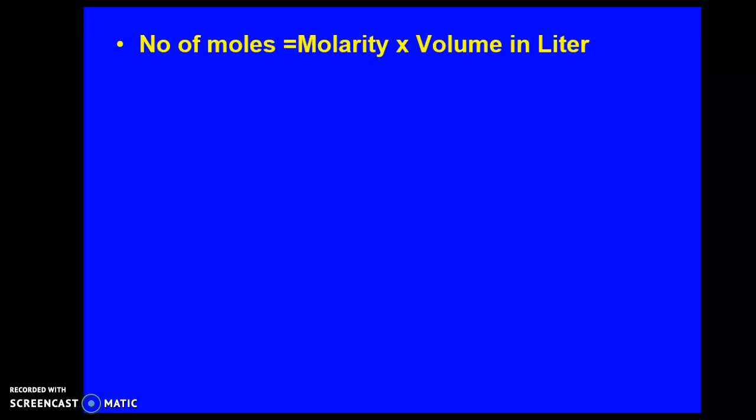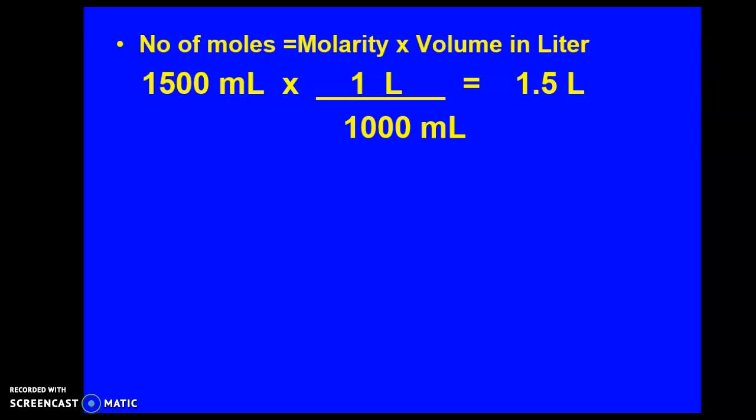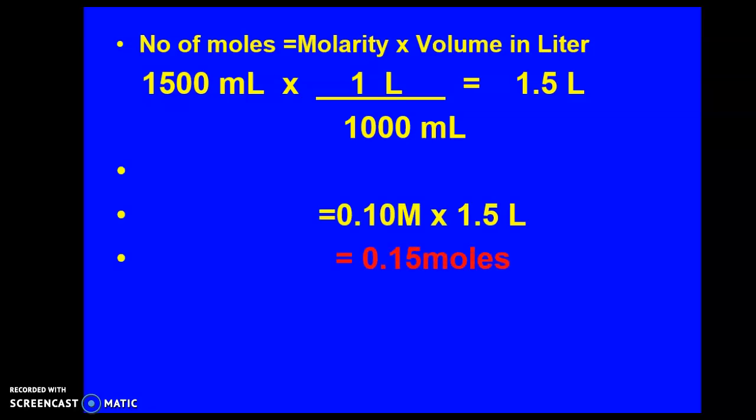Number of moles equals molarity times volume in liters. 1500 ml given times 1 liter over 1000, you convert it to liters, that will give 1.5. So when you do that, you have 1.5 times 0.1 molar, because 0.1 molar was given, and you only converted the 1500 ml to liters. So the answer is 0.15 moles.